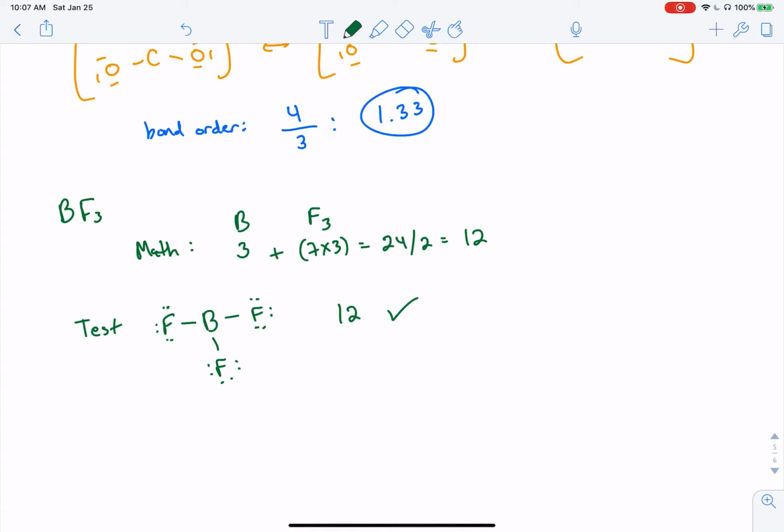So math number, test structure. If you do it this way, you should never get the wrong structure. You should not have to worry about resonance or dative covalent memorization because it's all incorporated into this style.